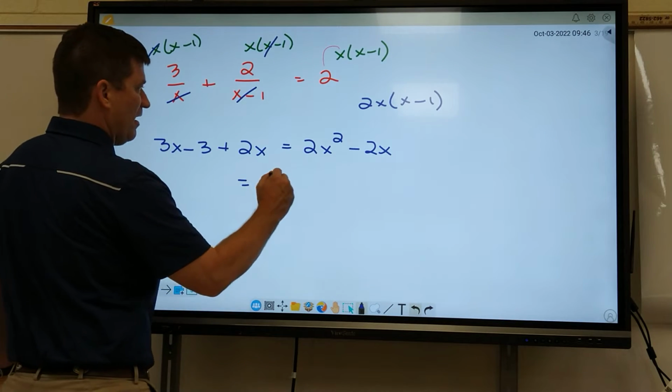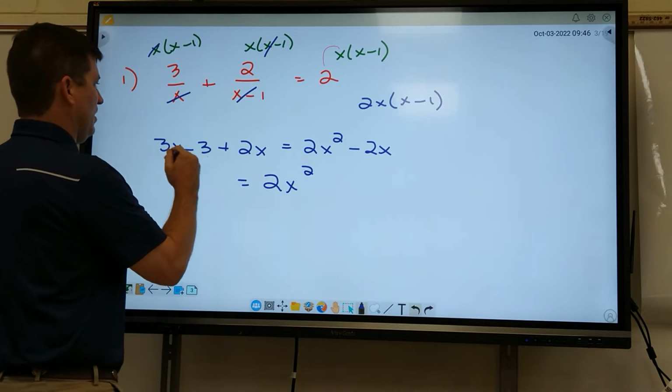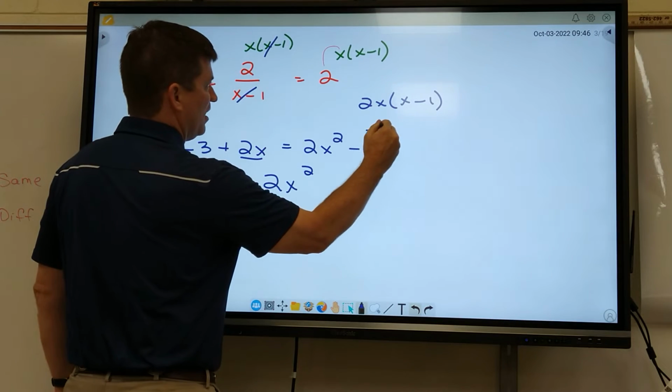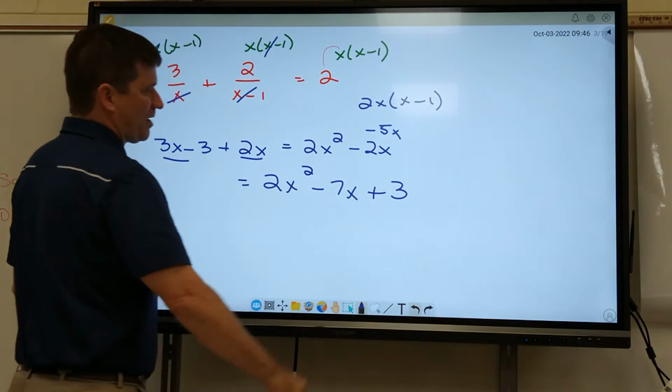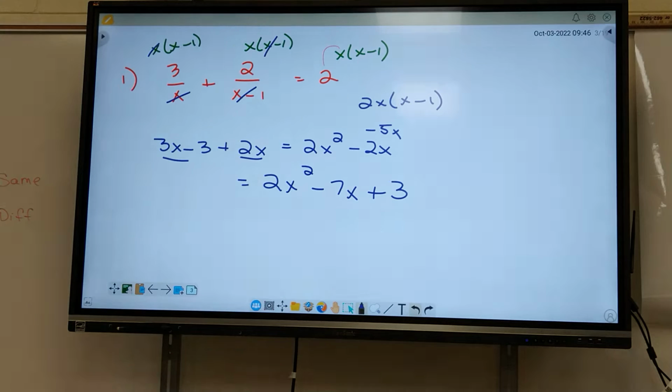All right, so y'all should have 2x squared. That's 5x, move it over to negative 5. I got minus 7x. All right, this is what I came up with. Check your paper, see if we all got the same thing. So now y'all do quadratic formula with that, you got a chance.